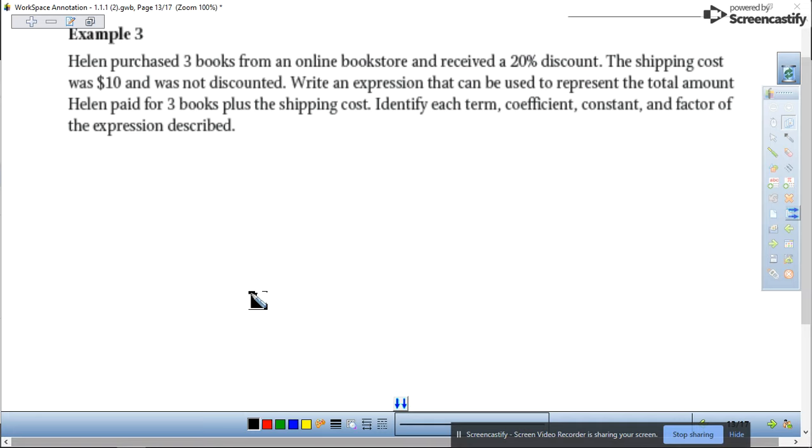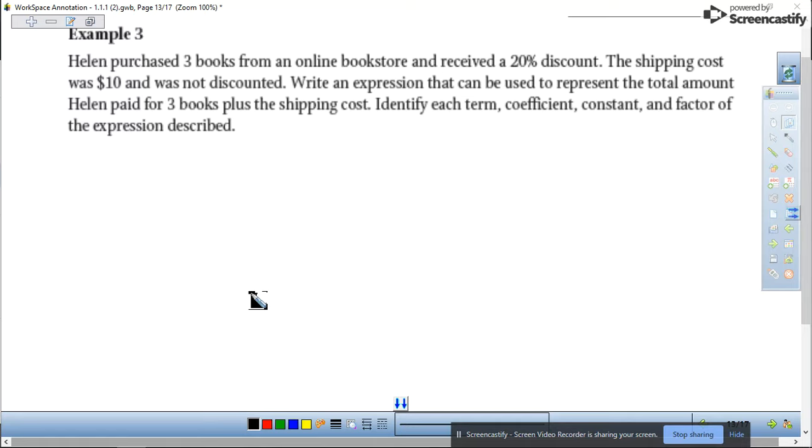Right, so for your final example, example number 3, let's go ahead and look at this word problem and see where we're going. Helen purchased 3 books from an online bookstore and received a 20% discount. The shipping cost was $10 and was not discounted. Write an expression that can be used to represent the total amount Helen paid for those 3 books plus the shipping cost. Identify each term, coefficient, constant, and factor of the expression described.